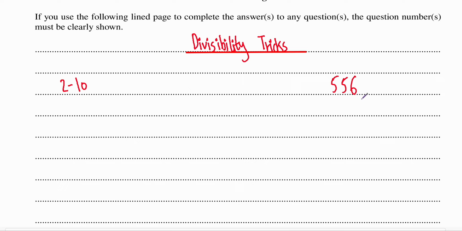So, for example, 556 divided by 2 is going to give you some number. We don't need to know what the number is. We're just going to know if it's possible to get it without a remainder. So 556 divided by 2 is fine, because it's an even number, since it ends in an even number, and you can divide any even number by 2. So that's 2 right there.